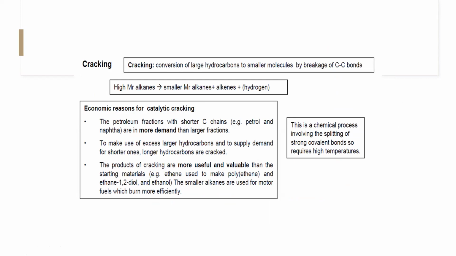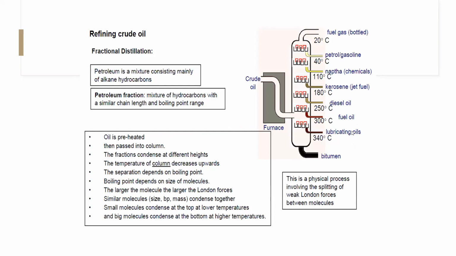The products of cracking are more useful and valuable than the starting material. For example, ethene is used to make polyethylene, and ethane-1,2-diol and ethanol. Smaller alkanes are used for motor fuel, which burns more efficiently. That's why instead of using lubricating oil, fuel oil, or diesel, we prefer that a car should have petrol or gasoline, so it can burn in a small region, efficiently.